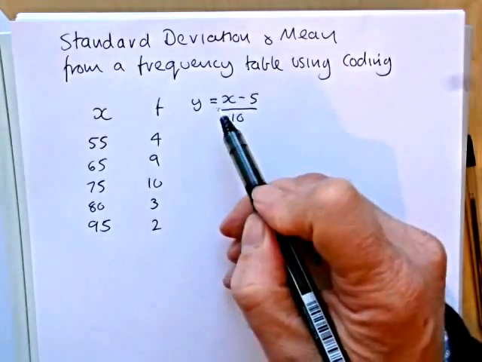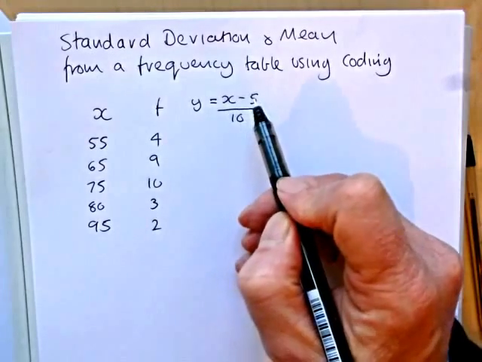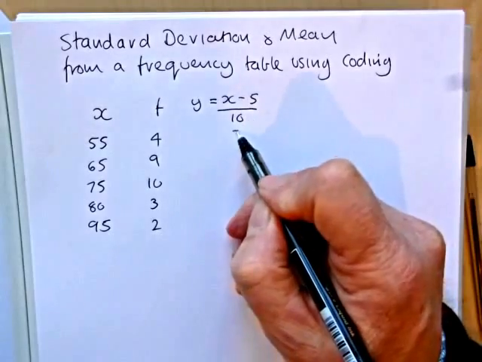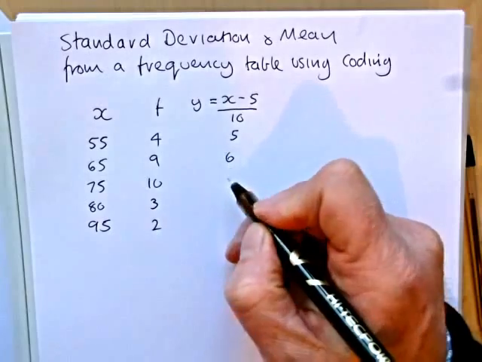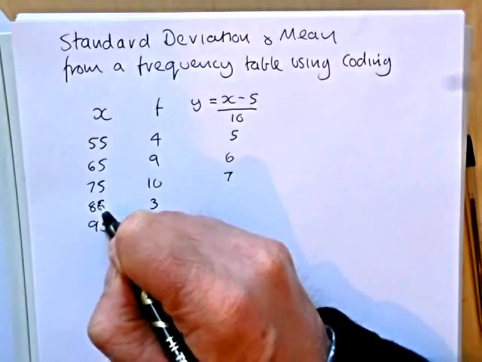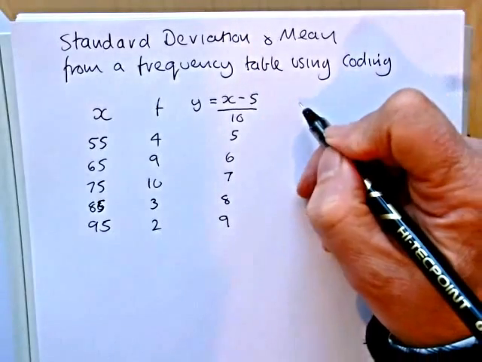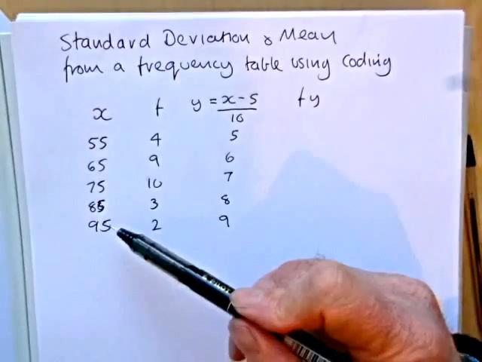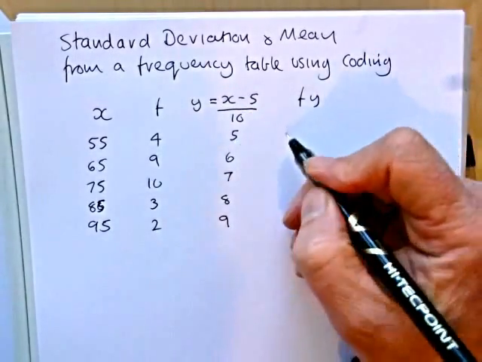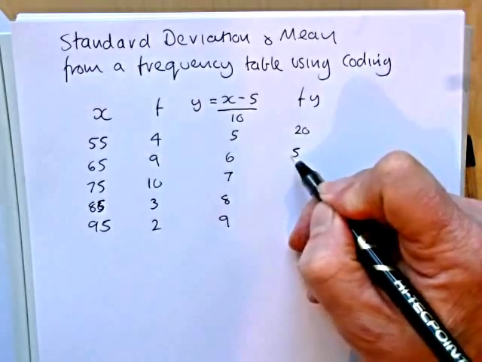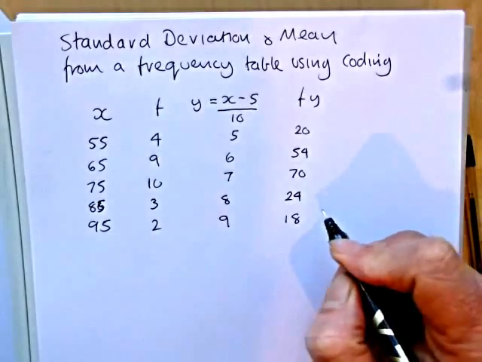So y equals x take away 5 divided by 10. If I take my first value of x, 55, take away 5 is 50, divided by 10 is 5. 65, take away 5 is 60, divided by 10 is 6. And you'll see that I've arranged these so that we come out with small numbers. Just check on the last one, 95 take away 5 is 90, divided by 10 is 9. So with the smaller numbers I can get Fy as 20, 9 6s are 54, 10 7s are 70, 3 8s are 24, and 2 9s are 18.